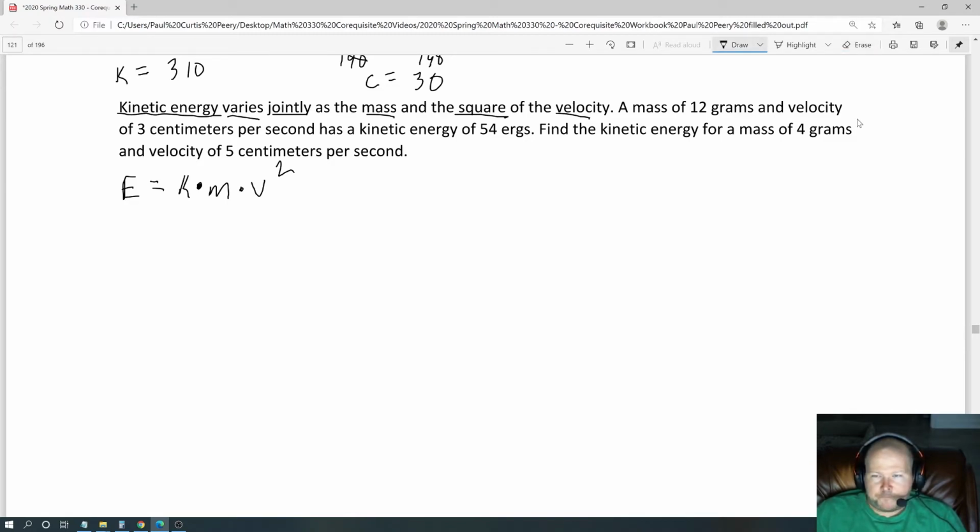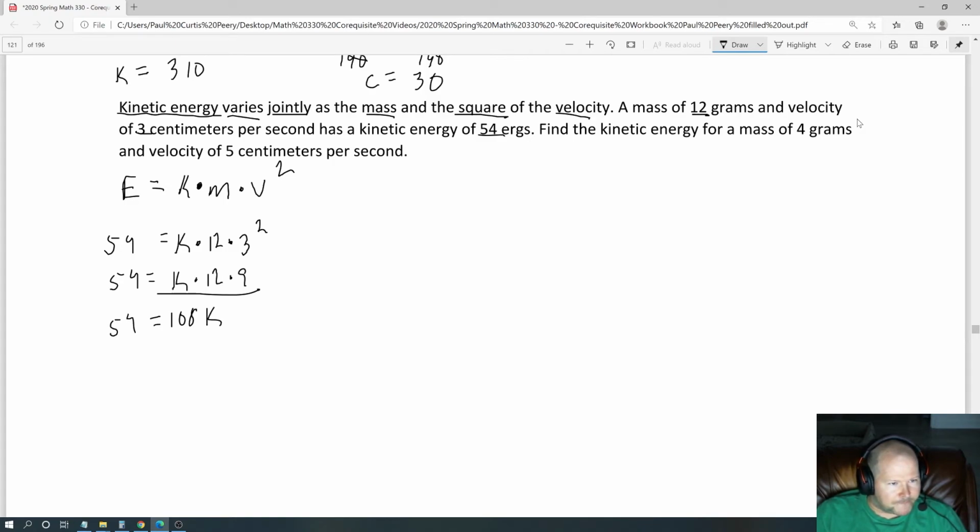Velocity squared. Okay, so we have a mass of 12 grams, velocity of 3 centimeters per second, and it gave me an energy of 54 ergs. Okay, order of operations, we have to do the square first. So we say 12 times 3 squared, which is 9. Then we'd say 9 times 12, which is 108. How do we solve for k? We undo the multiplication of k by 108 by dividing by 108. Whatever we do to one side, we do to the other. Those cancel out. That gives me 0.5 is equal to k.